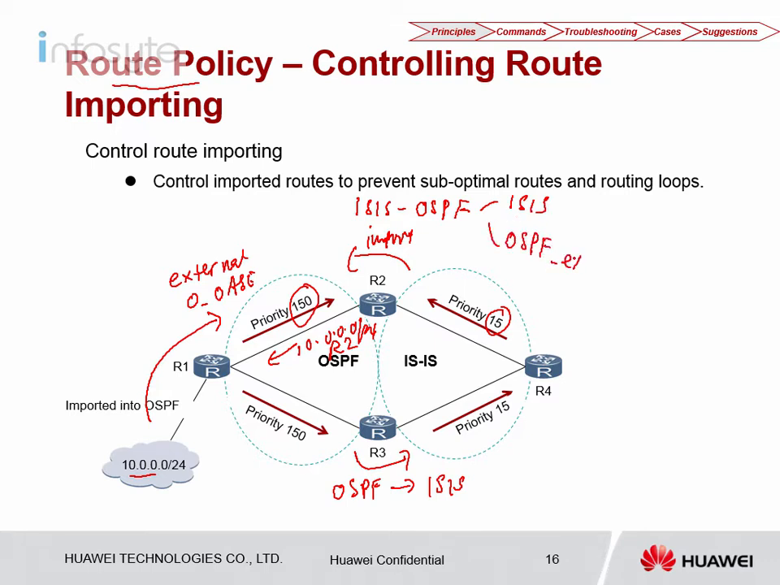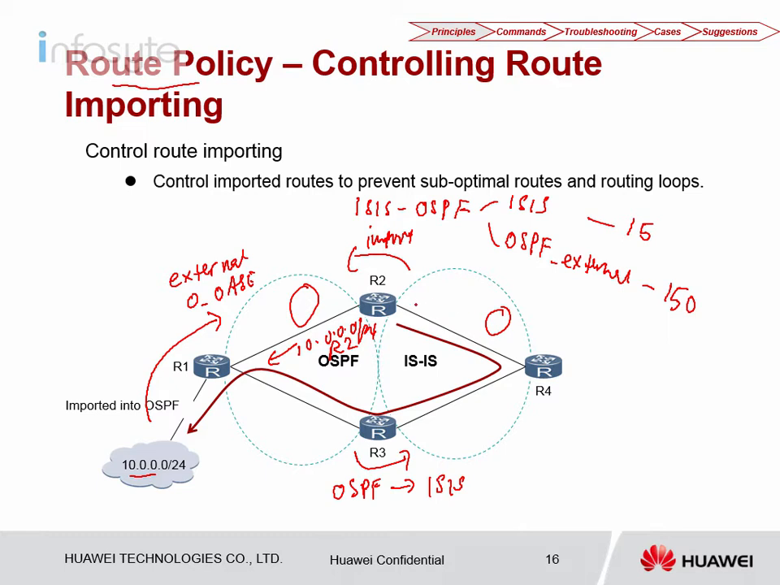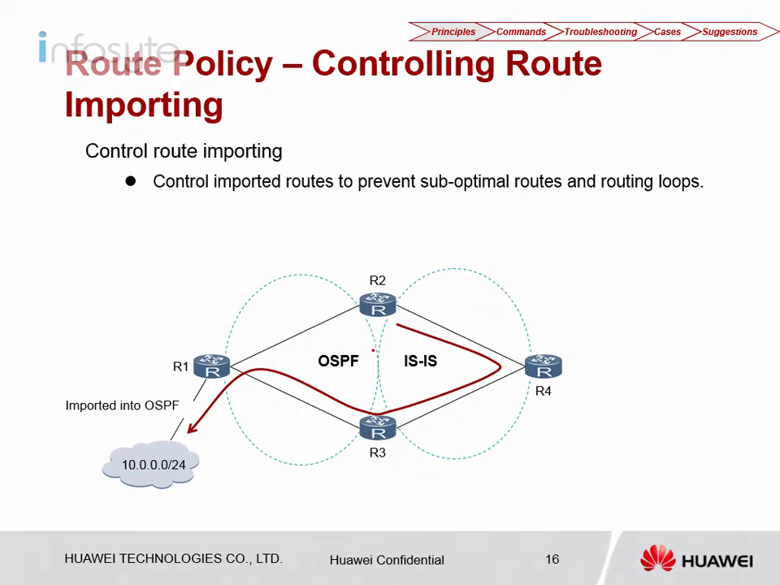But this one is external. So in RIP my preference will be 15, and for OSPF external, it will be 150. What will happen here is we're going to use R2, R4, R3, and finally R1 to reach the destination. This is not the best path. So this is one of the problems that we are facing: a suboptimal route.